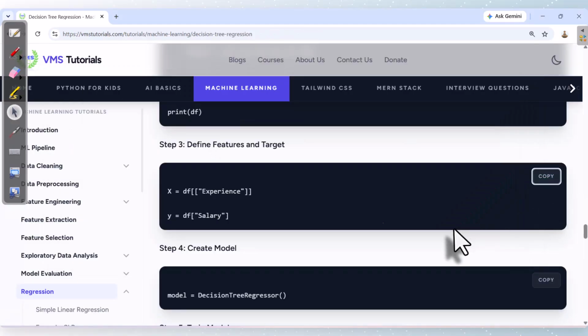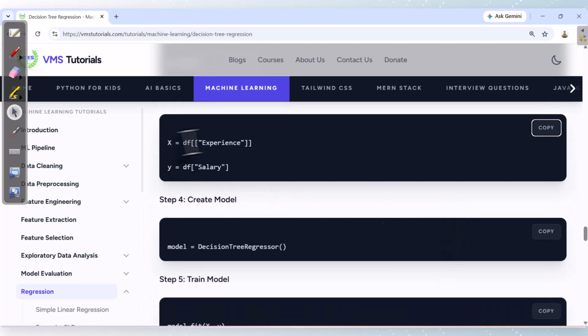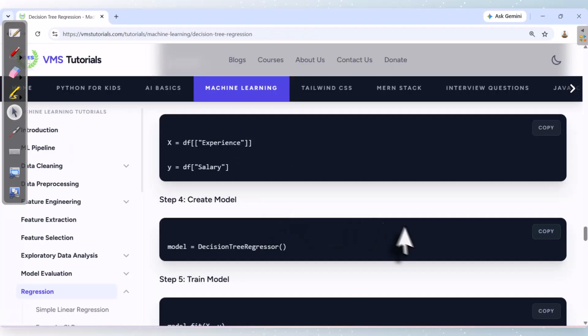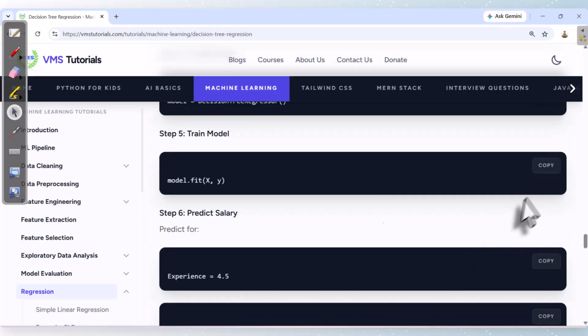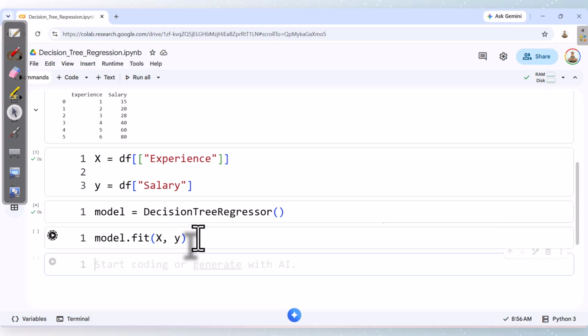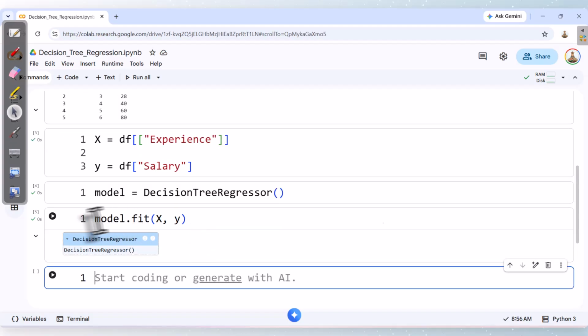Now you need to split that. Basically this is a small data set, so there is no need to do train_test_split. Directly, let us take the model and test on new data. Model equal to DecisionTreeRegressor. I have created a model, then train the model using model.fit, passing X and Y. Now the model is trained.